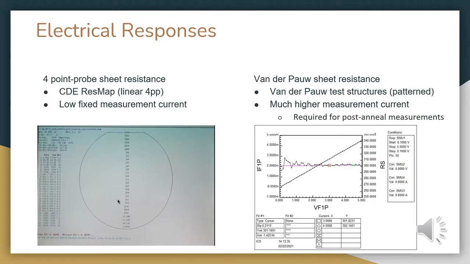Looking here, we could see our ResMap data and our van der Pauw data that were measured concurrently, where I used a ResMap, and with the TFTs we used van der Pauw test structures to see if we were getting similar results on the ResMap versus the van der Pauw data, which did turn out to be accurate with one another.